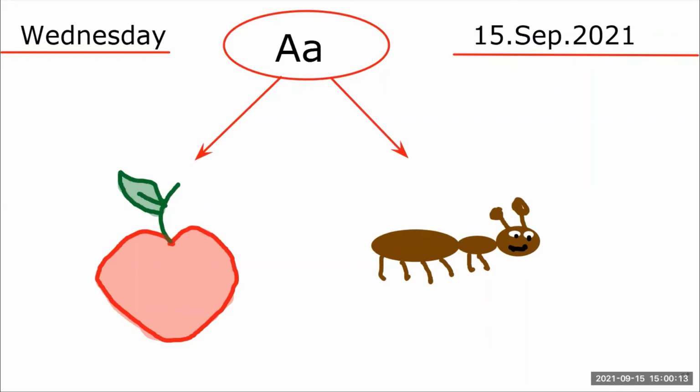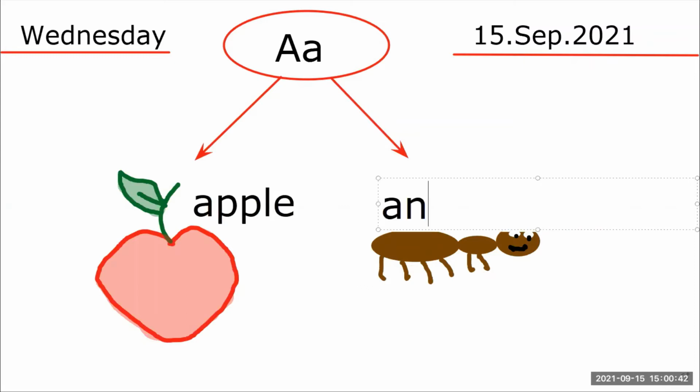Both of them start with A. The sound of the A is A. A, A, A. A as in apple. A, P-P-L-E is the spelling of apple. This is how we write apple. So apple starts with A. A, apple. A, apple.